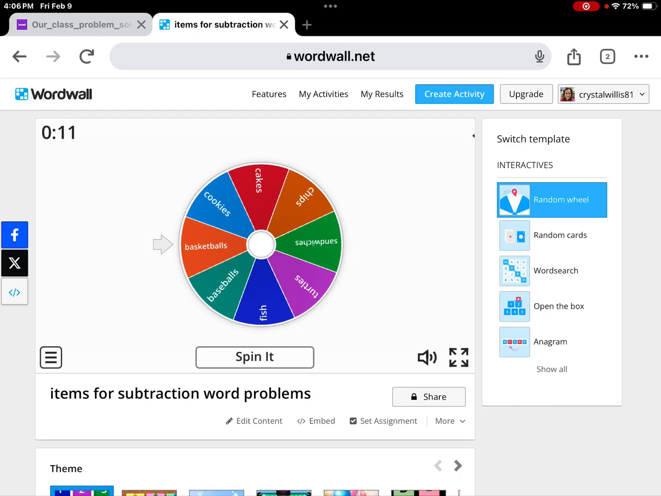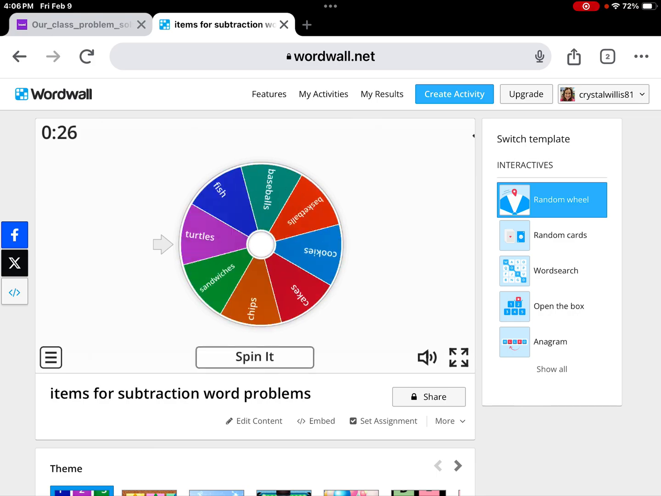What you're going to do is click on the link that's in your paper, the lesson 3 paper, and it brings you to our items for subtraction word problems. And so I'm going to know that you're following the directions and paying attention. So we're going to spin it.